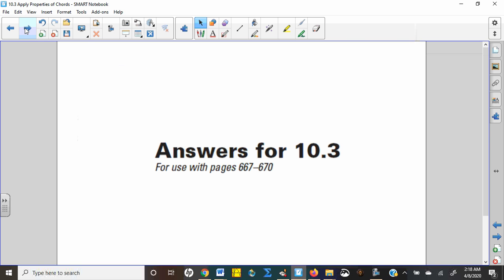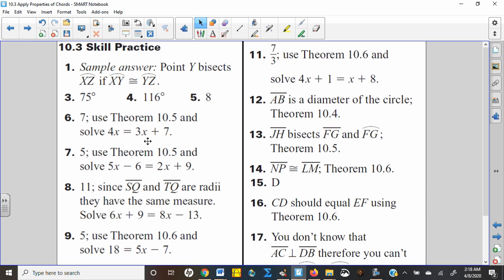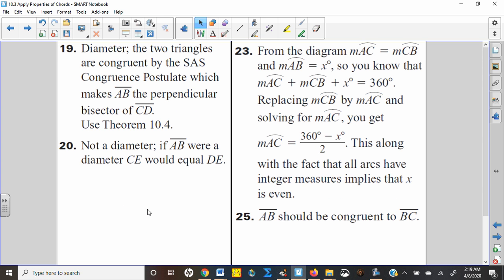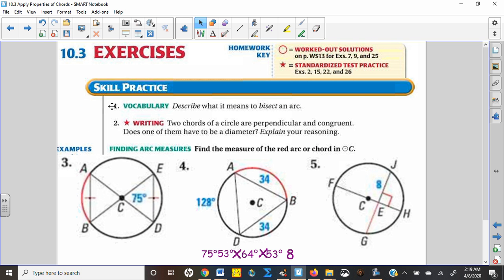So section 10.3, and here are the answers for 1 through 17. Go ahead and pause and check. And continuing on, problems 19, 20, 23, and 25, and once again, maybe pause and check. All right. Take a quick glance through these problems.